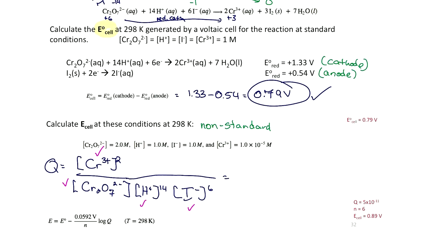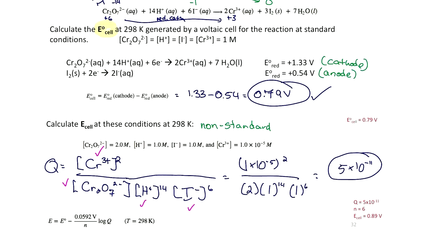We get that Q is equal to 1 times 10 to the negative 5 squared over the chromium concentration, so 2 times the H plus concentration. So 1 molarity to the 14th power. Thank goodness, that's just 1. 1 to the 14 is just 1. And then the I minus concentration is also 1, so 1 to the 6th power. All right, so that's not too bad. So we see that Q is equal to 5 times 10 to the negative 11.